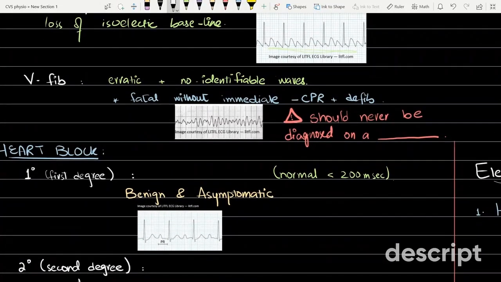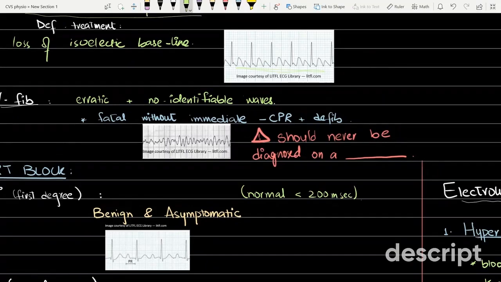Now moving on to VFib. VFib is an erratic rhythm with no identifiable wave pattern on an ECG, as you can see in this diagram. One important point is that VFib should never be diagnosed on a 12-lead ECG. Always diagnose it through a rhythm strip. It is fatal if there is no immediate CPR or defib.